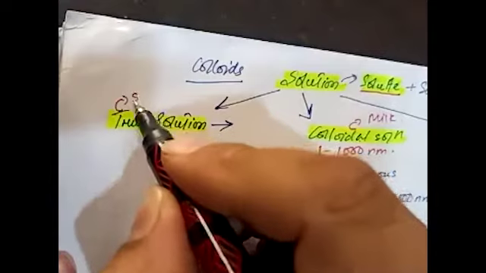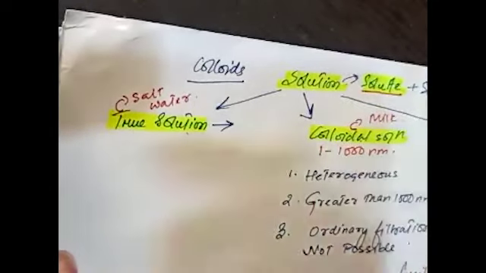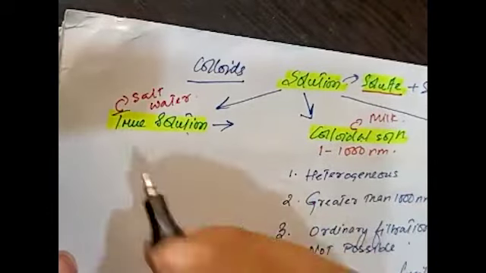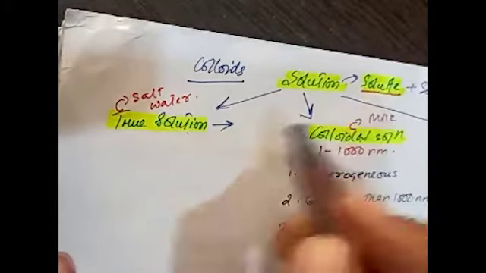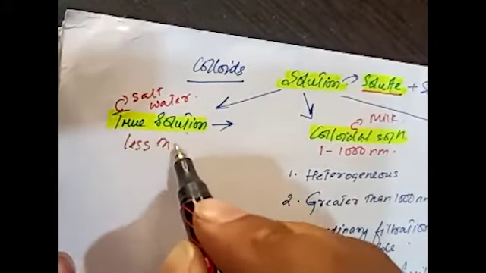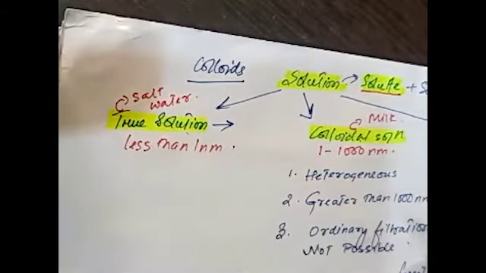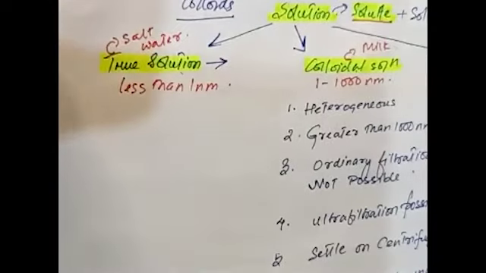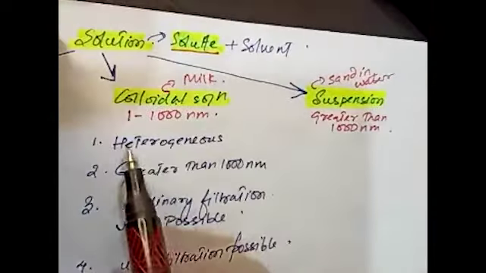An example of a true solution is salt water or sea water, where there is salt in water, salty water. That is a true solution. Here the solute particle size is less than 1 nanometer. Fine, less than 1 nanometer. Now, a colloidal solution is heterogeneous.